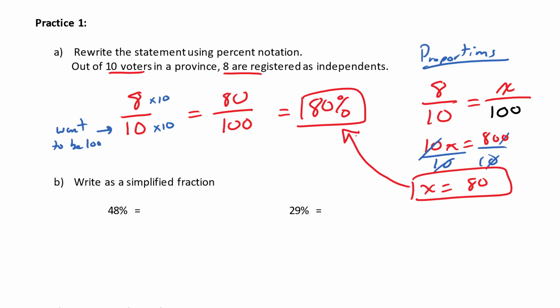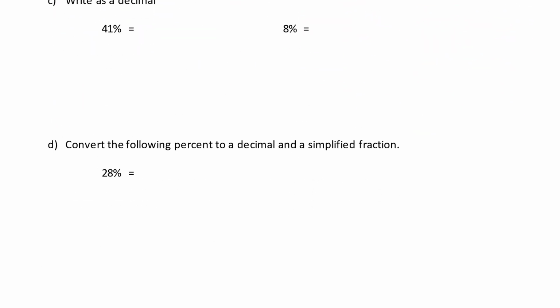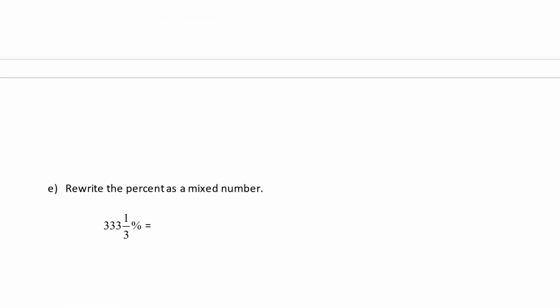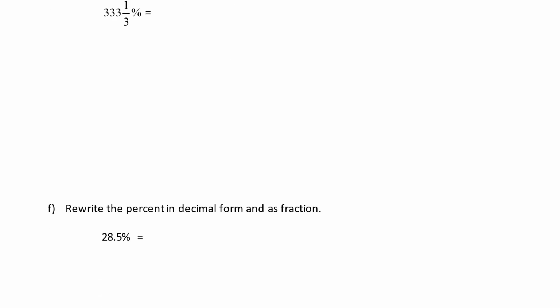So there are different methods to solving this. For this problem, this was much easier, just converting the bottom to 100 and doing the same thing to the top. But later on, it's going to be more challenging, and you're going to have to set up a proportionality statement to solve it. I would like you to now try B, C, D, E, and F on your own. Give these a try, then I'll take them up.